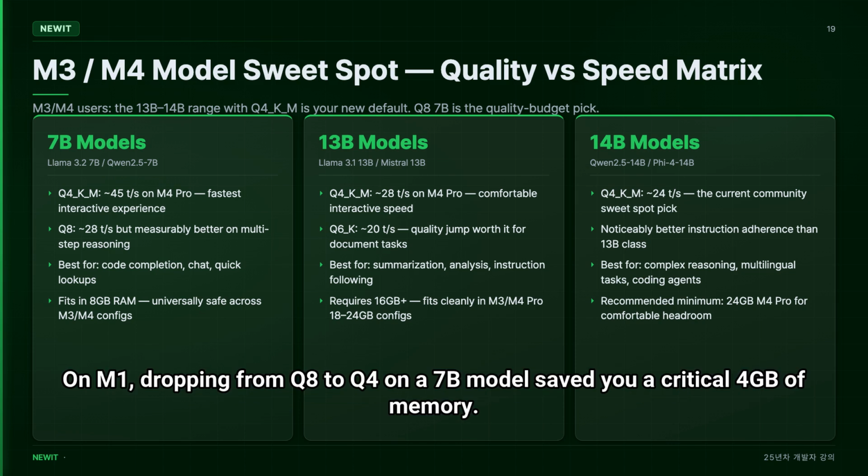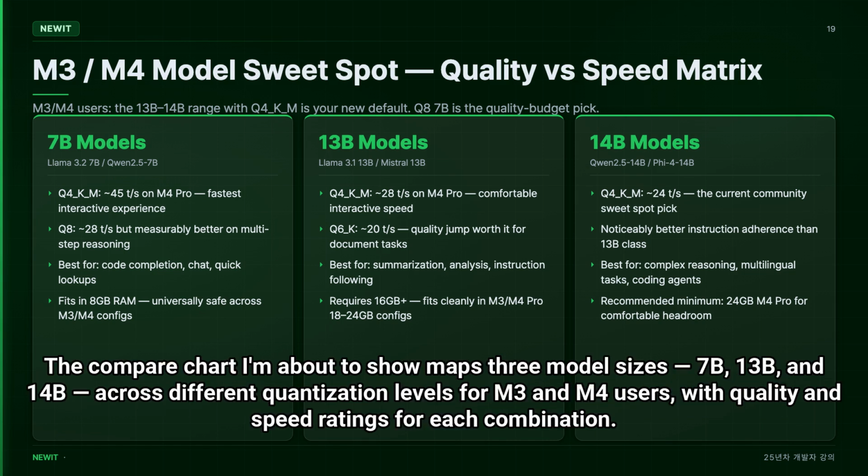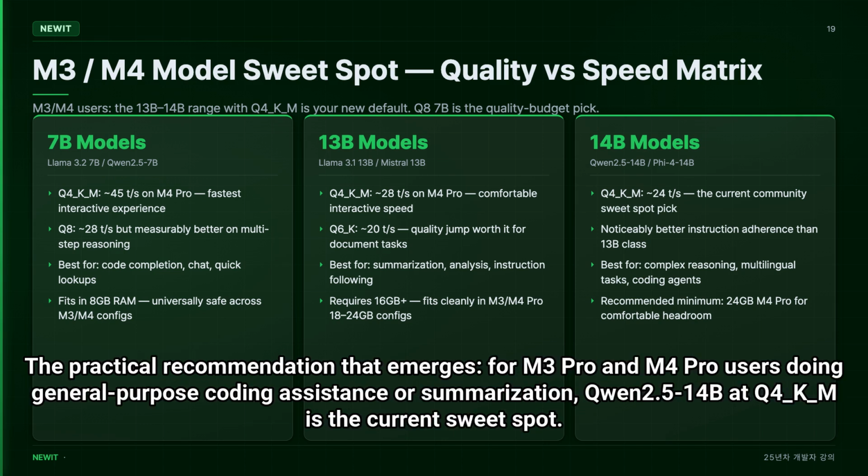On M1, dropping from Q8 to Q4 on a 7B model saved you a critical 4 GB of memory. On M4 Pro with 24 GB, you have room to run Q6_K on a 13B model and actually capture quality improvements that matter for complex reasoning tasks. The comparison chart I'm about to show maps three model sizes, 7B, 13B, and 14B, across different quantization levels for M3 and M4 users, with quality and speed ratings for each combination.